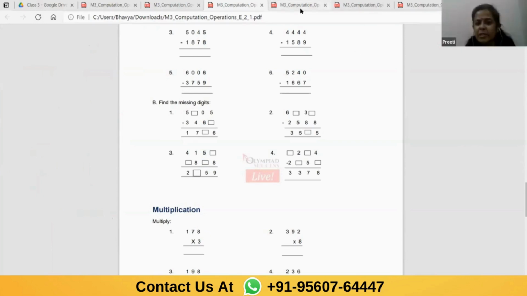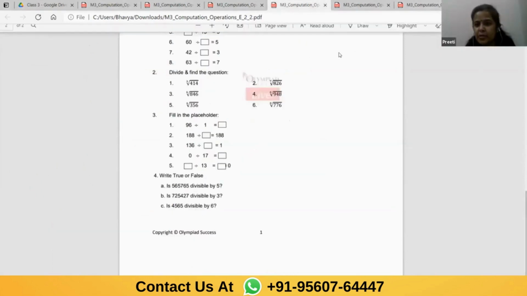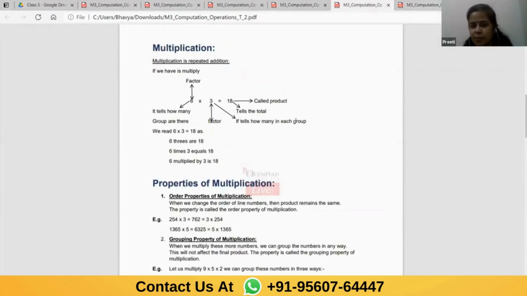We will be doing multiplication and division today so that we can work out the word problems. Now, children, everybody knows that multiplication is repeated addition. If we are adding the same number again and again, then rather than doing that, we multiply. Suppose I have to add 2 plus 2 plus 2.